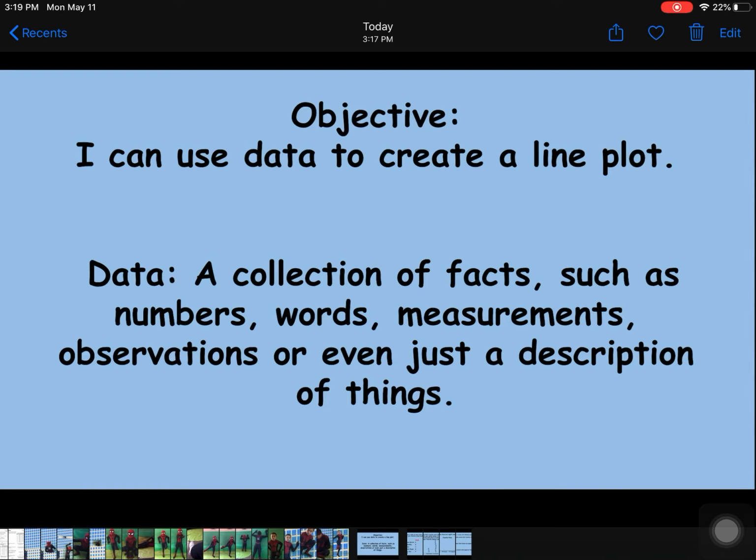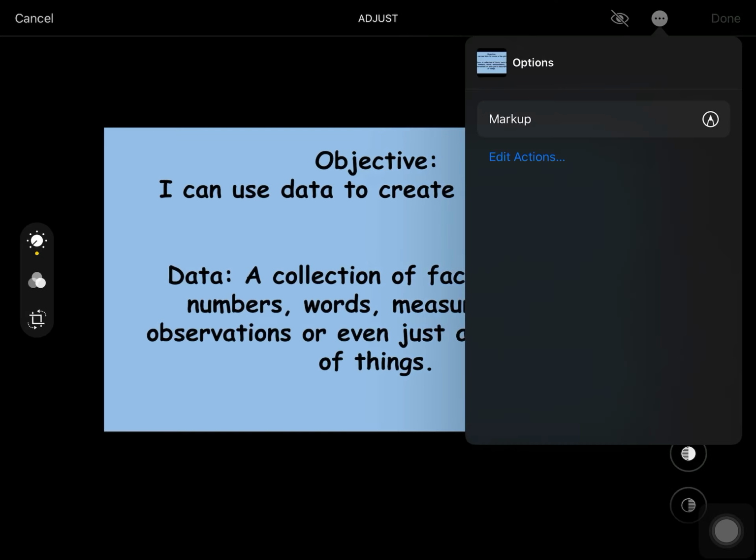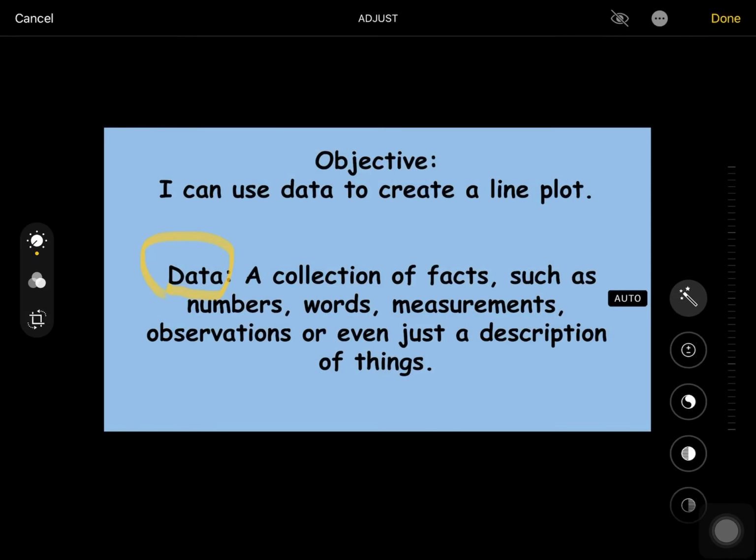Okay, so I'm going to talk about what data is, and then I'm also going to talk about what a line plot is. Okay, so data, you collected some data last night on your homework. Data is a collection of facts such as numbers, words, measurements, observations, or even just a description of things. So data is a collection of information. It could be numbers, it could be favorite things, and that's what we did last night. So we made a collection of things that we like.